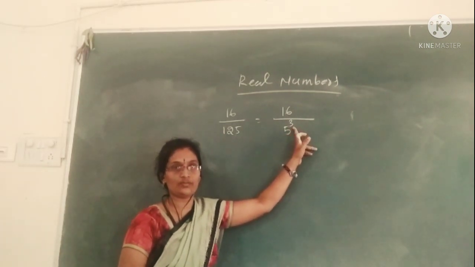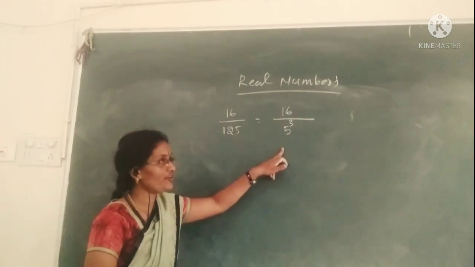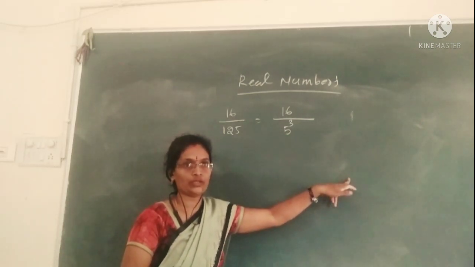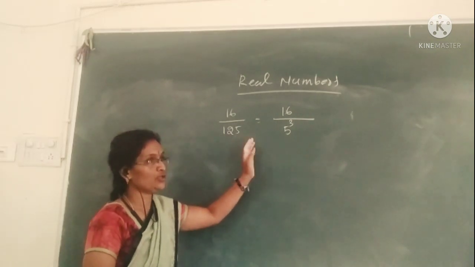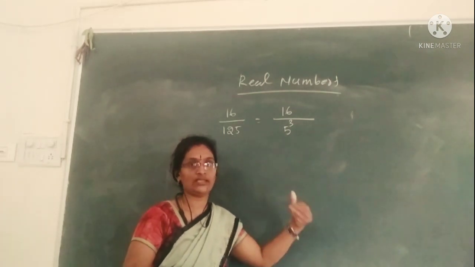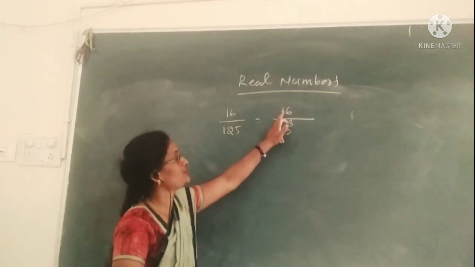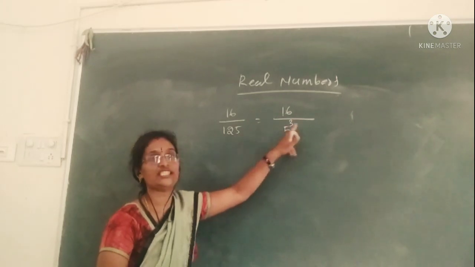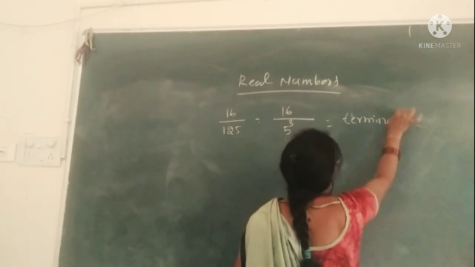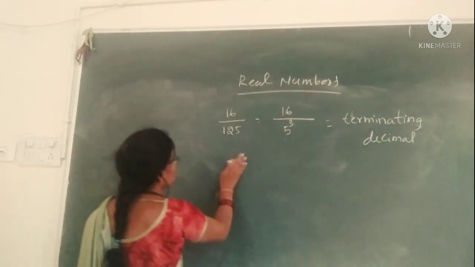So what is the terminating decimal? In a rational number of the form p by q, q is of the form power of 2, power of 5, or both. Any other number, we cannot take as terminating decimal. Suppose 7, 3, any other, it is not terminating. So 16 by 5 to the power of 3. Then power of 5. This is the terminating decimal.